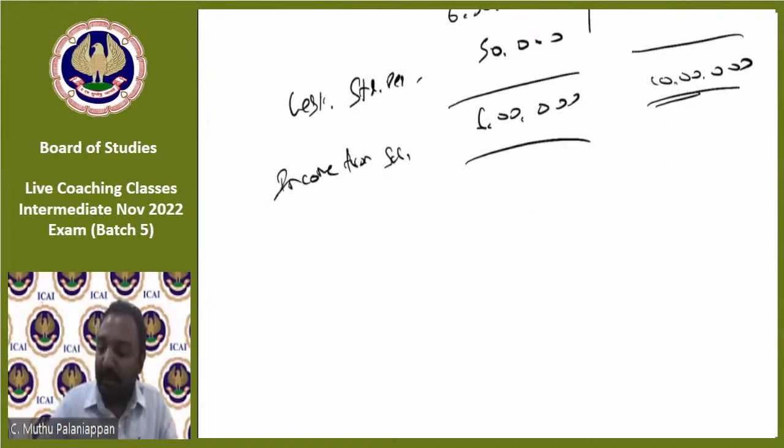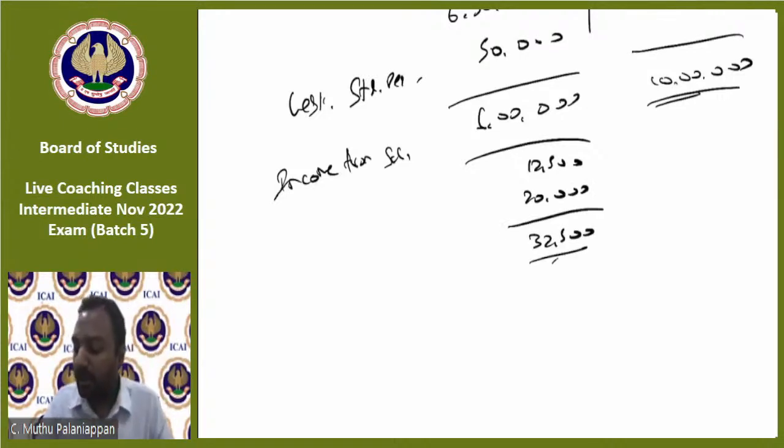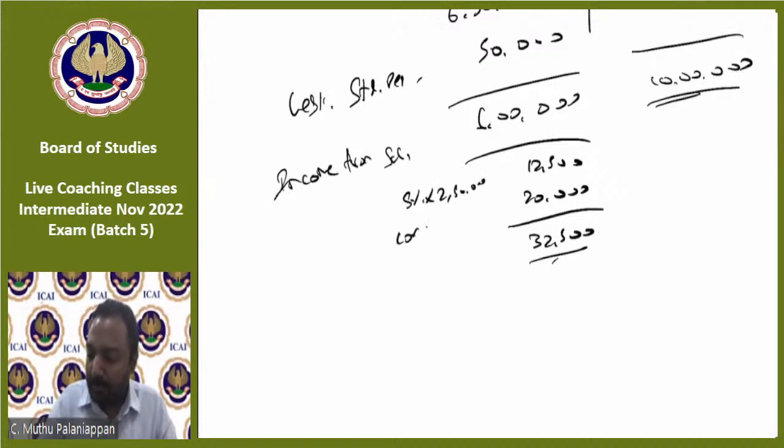So for 6 lakhs, my tax will be, for the first 2.5 lakhs, 12,500. For the next 1 lakh, it will be 20,000. So I'll say 32,500. I hope my math is correct. You can cross check. For the first 2.5 lakhs, it is 12,500. For the next 1 lakh, it is 20,000. So it is 5% into 2,50,000, 10% into 1 lakh, 20% into 1 lakh, so 20,000. So that is 32,500.